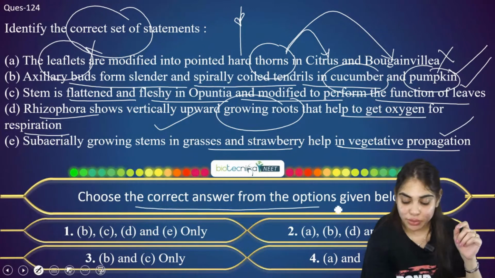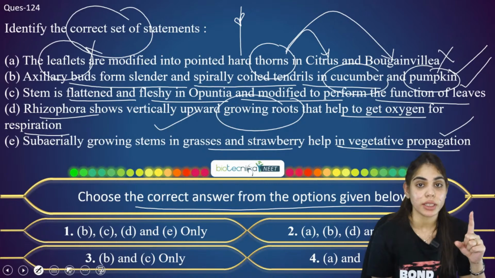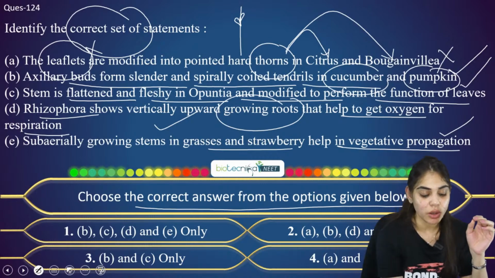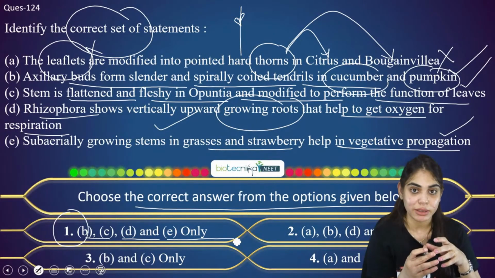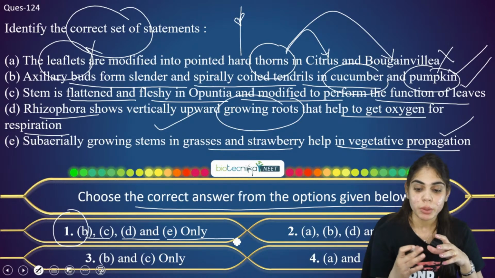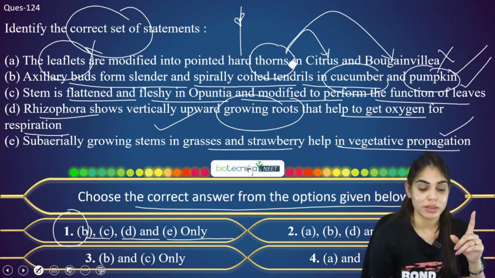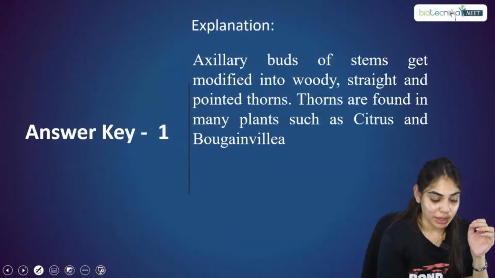Here you have to choose the correct set of statements from the options given below. We have to choose such a set where option A is not there, because option A is the wrong option. We cannot find option A only in the first option, which has B, C and D, because we have already read the statements and found that all of them are correct except statement A, because axillary buds are modified into thorns, not leaflets. So this is the wrong option, and accordingly the first option is the right answer.